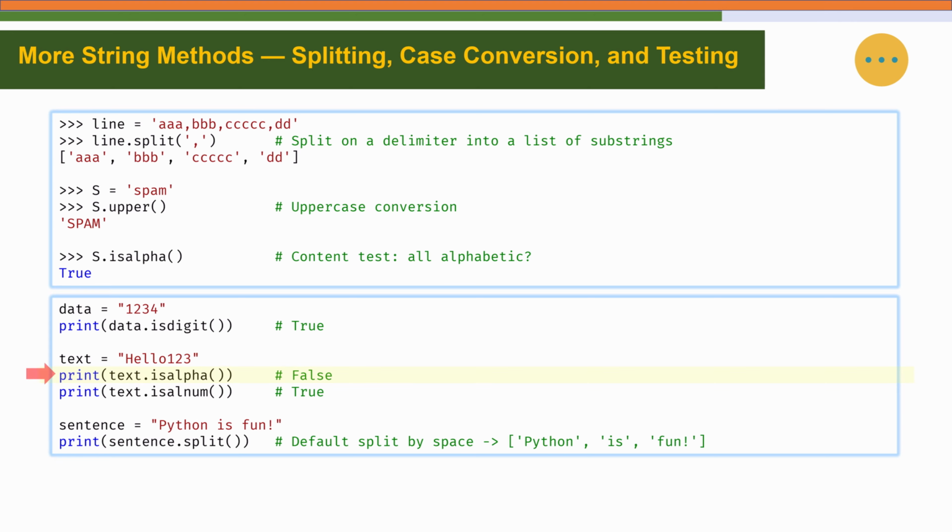isAlpha returns false because it includes numbers, but text.isalnum returns true since it contains only letters and digits. And when you use .split with no arguments, Python splits on whitespace by default, that is for spaces, tabs, and new lines.